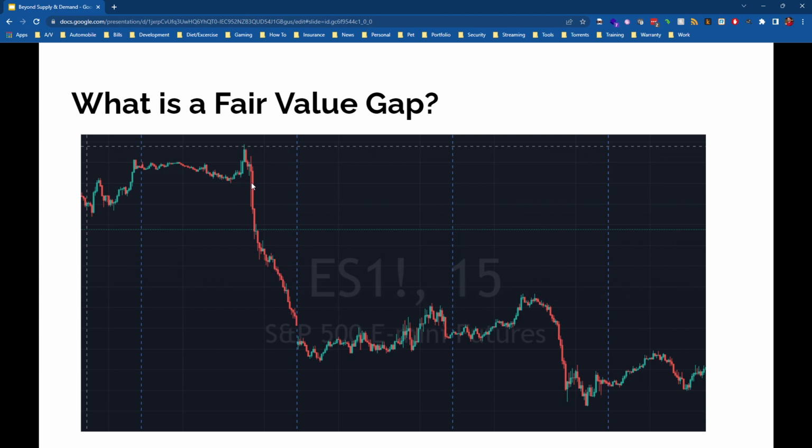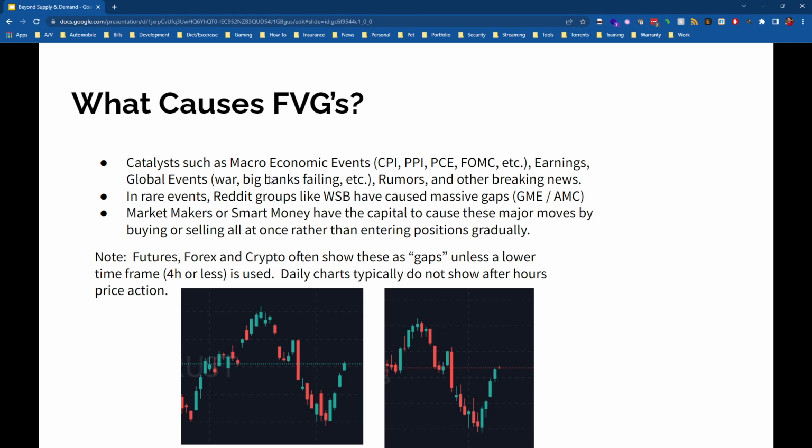We have a gap in the fair value, and one side just completely takes over and moves price in one direction in a very strong way. And I'm showing a selling example here, but this does also occur with buying. And so what causes fair value gaps?